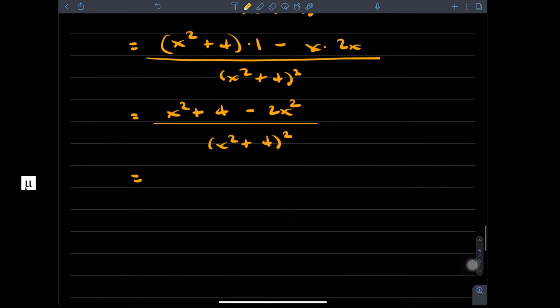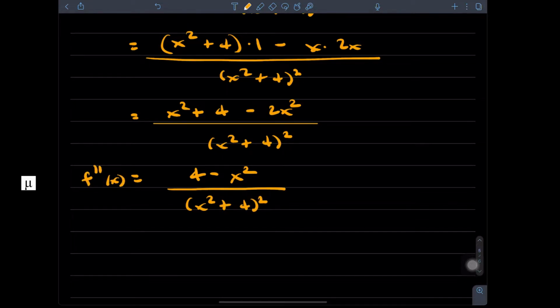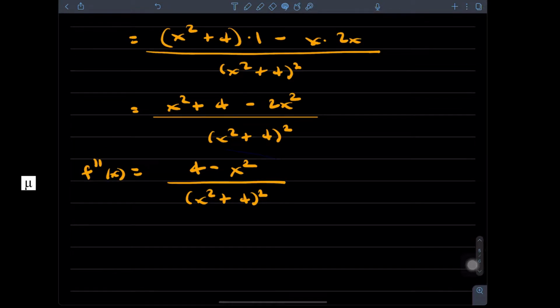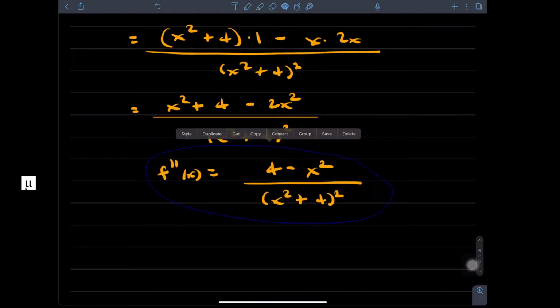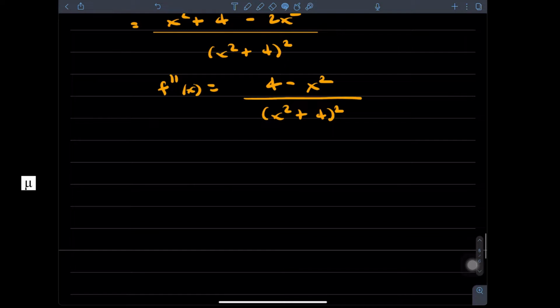So what do you guys get now? What do you guys think? What is this? Isn't that just, oh, it's 4 minus x squared, I think. You have x squared plus 4 parentheses squared, and that's the second derivative. Easy breezy, lemon squeezy.